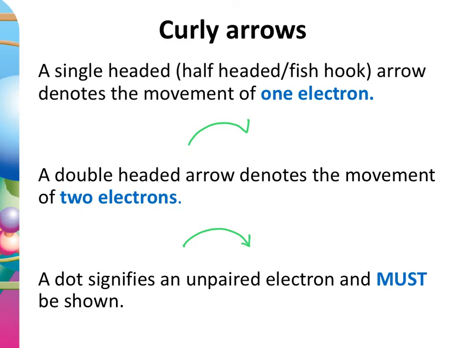This is going to be very important shortly when we look at mechanisms. And then finally, primarily to do with alkenes in a second, we would show an unpaired electron with a single dot. Okay, and that must be shown. We can only be certain that something is a free radical, has an unpaired electron, if we show that single dot.